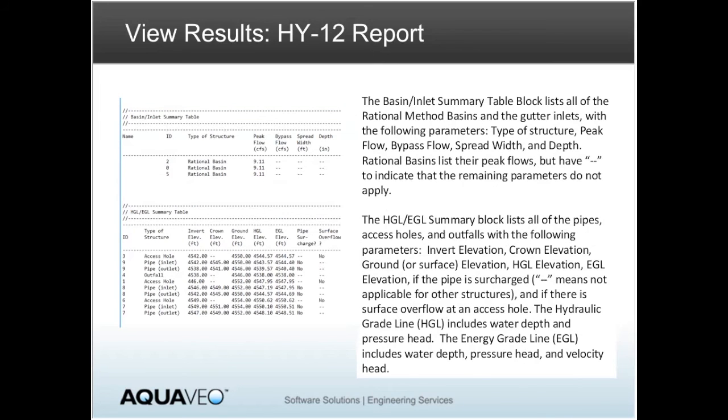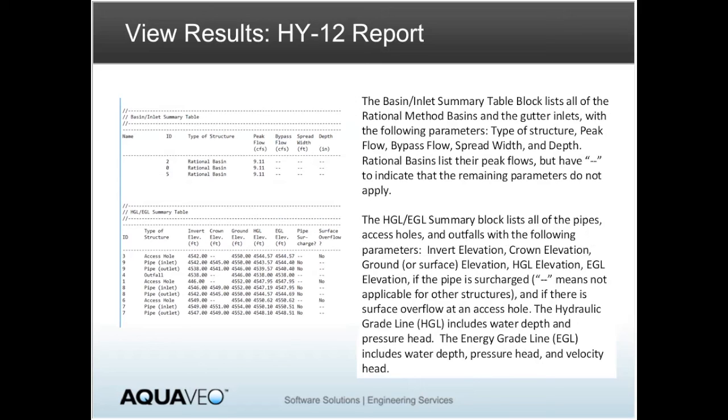The basin inlet summary table block lists all the rational method basins and the gutter inlets with the following parameters: type of structure, peak flow, bypass flow, spread width, and depth. Rational basins list their peak flows but have dash dash to indicate that the remaining parameters do not apply.